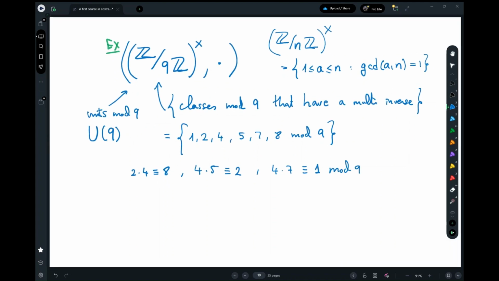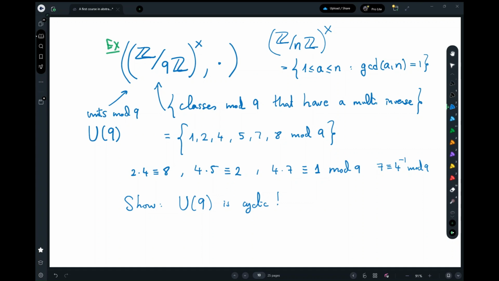Modulo 9, what that means is that 7 is the multiplicative inverse of 4 modulo 9, because it's the number that when I multiply by 4, I get 1. Okay, so what I want to actually show is that U9, the units modulo 9, is a cyclic group.